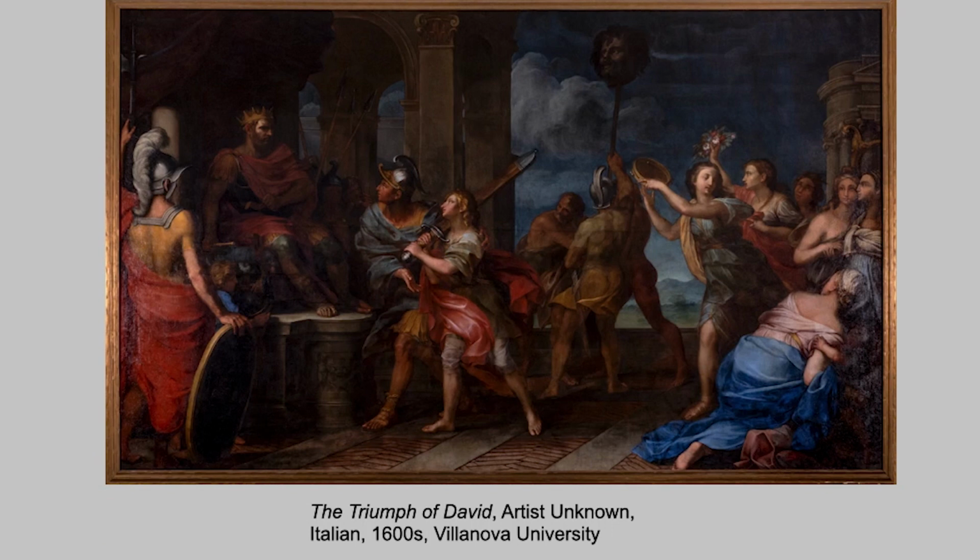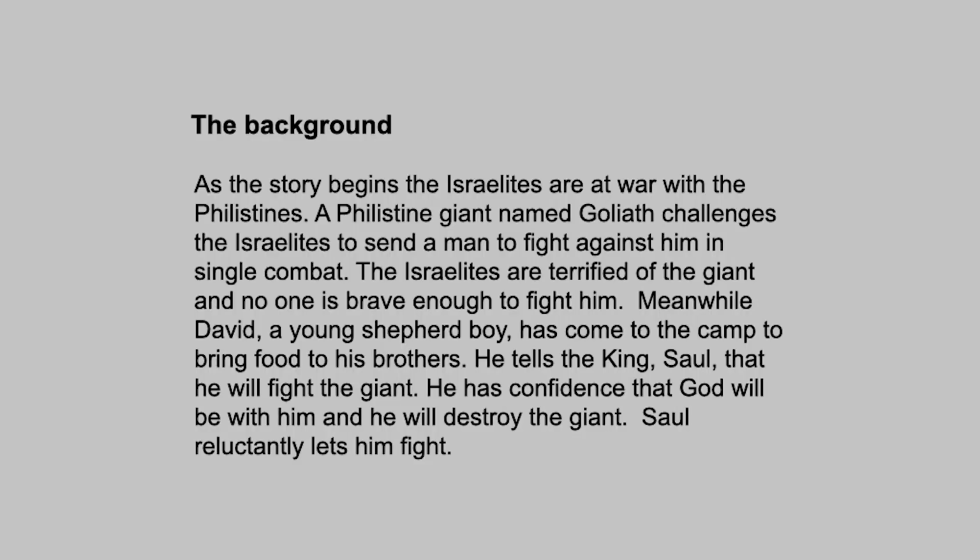First, let's review the story. As the story begins, the Israelites are at war with the Philistines. A Philistine giant named Goliath challenges the Israelites to send a man to fight against him in single combat. The Israelites are terrified of the giant, and no one is brave enough to fight him. Meanwhile, David, a young shepherd boy, has come to the camp to bring food to his brothers. He tells the king, Saul, that he will fight the giant. He has confidence that God will be with him and he will destroy the giant. Saul reluctantly lets him fight.